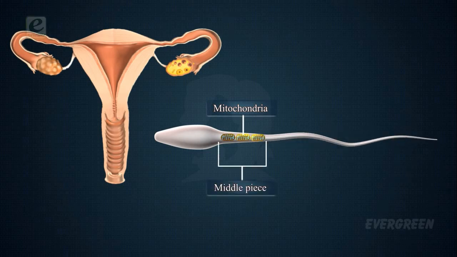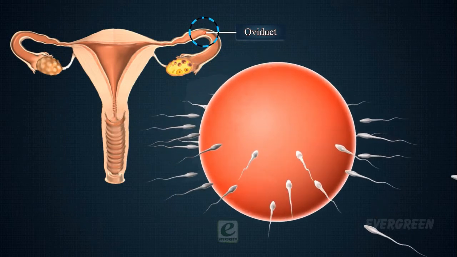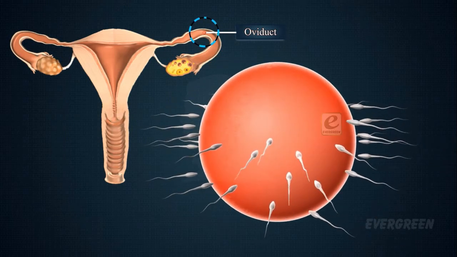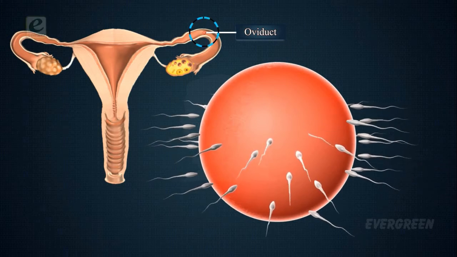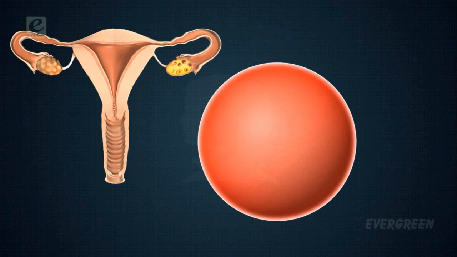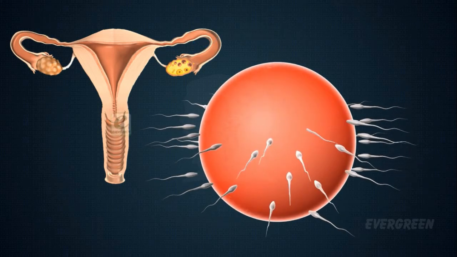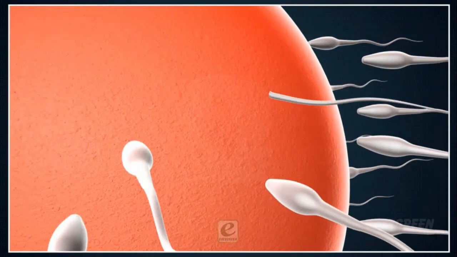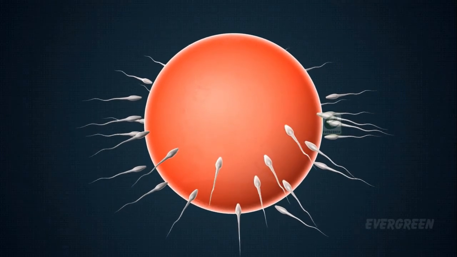If an egg is present in the oviduct during the viable life of sperms, a large number of sperms surround the egg from all sides. But out of all these sperms, only one will be able to enter into the egg. All other sperms will die and are absorbed. During fertilization, usually head and middle piece of sperm enter the egg. The tail is left behind, except in few cases where tail also enters.